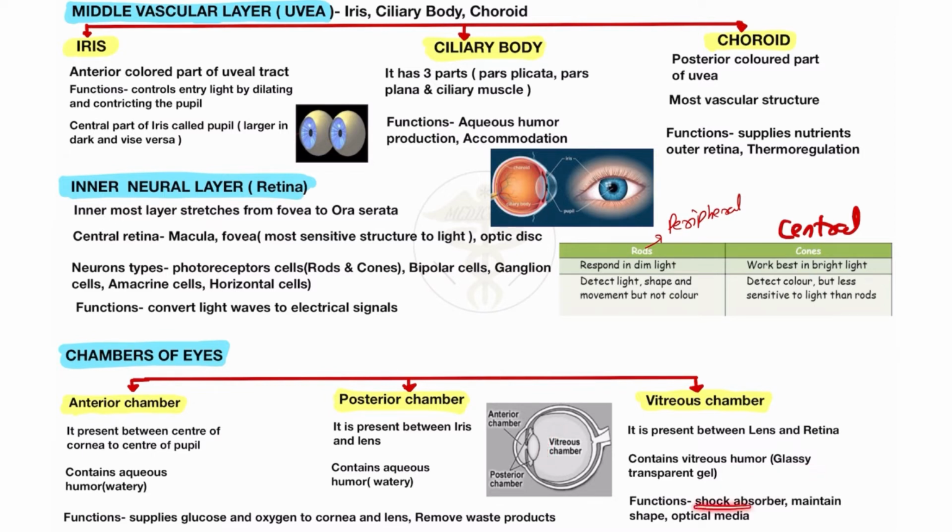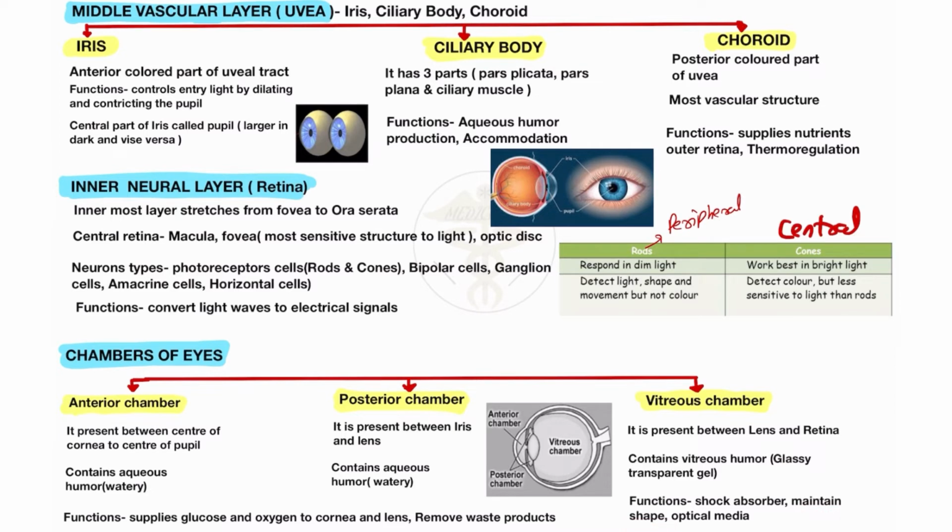Function of the vitreous fluid: it is a shock absorber. When any punch or trauma occurs to the eye, it absorbs the shock and prevents injury to the eye. Due to the fluid, it also maintains the shape of the eye. It is also the optical media for the refraction of different light, helping in image formation on the retina. So the functions of vitreous humor are shock absorber, maintaining shape, and optical media for the eye.